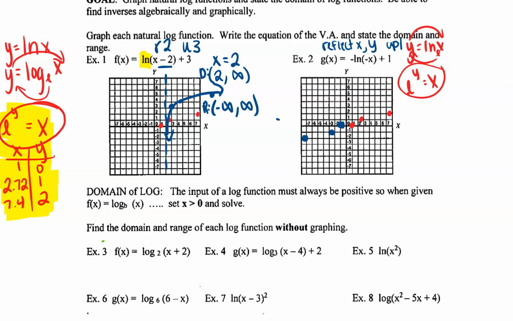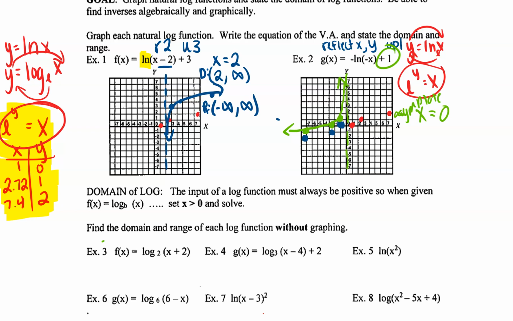I still need to do the translation, the shift. Everything needs to get shifted up 1. So up 1, up 1, up 1. When I shift up 1, the asymptote does not change. The asymptote is still at 0. Sorry, my organization is not very great today. So that's the asymptote. What else did I need to do?